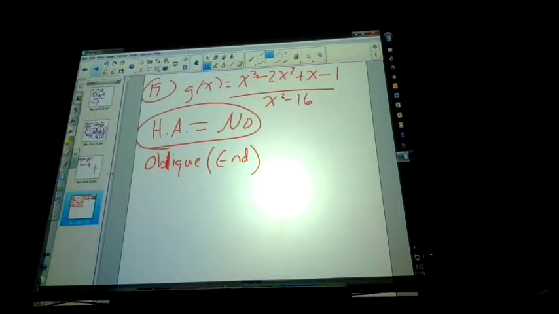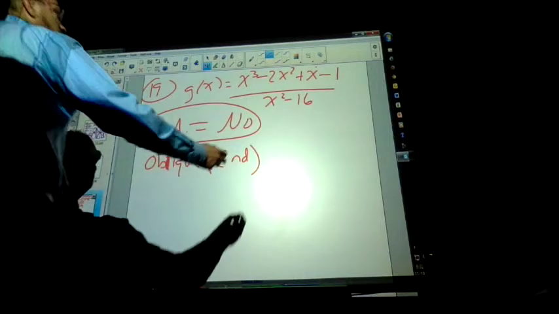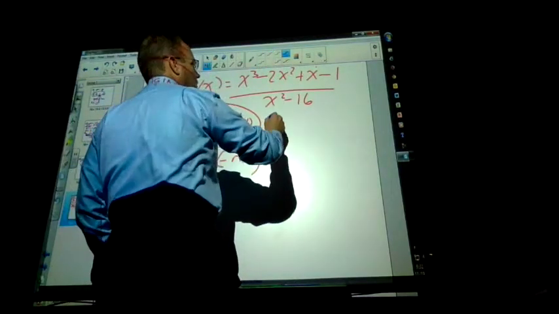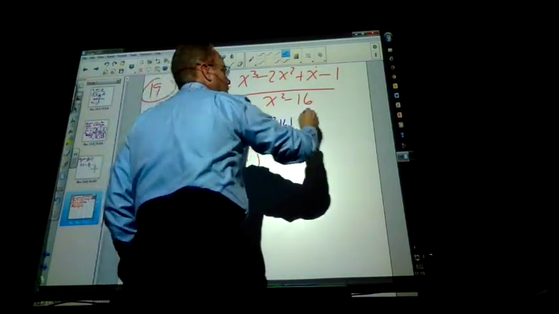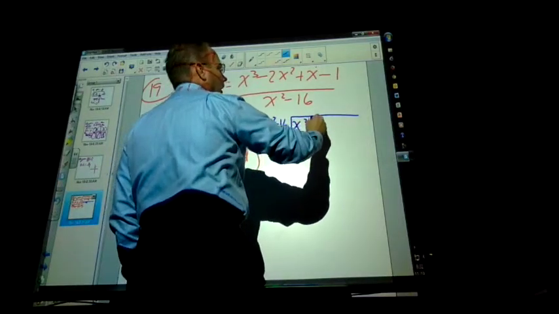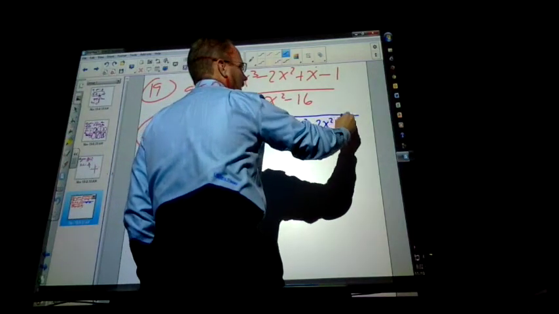The long division. Okay? Now, the nice thing about when you do this, you don't have to worry about the remainder. You're just looking at what you're dividing everything by. So you're going to use the long division on this. So I have x squared minus 16 into x to the third minus 2x squared plus x minus 1.